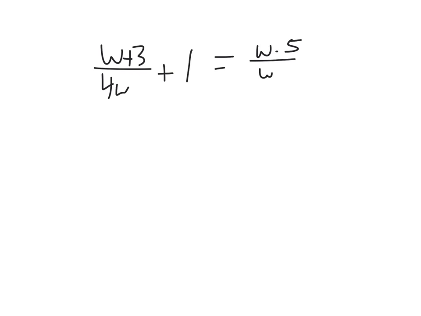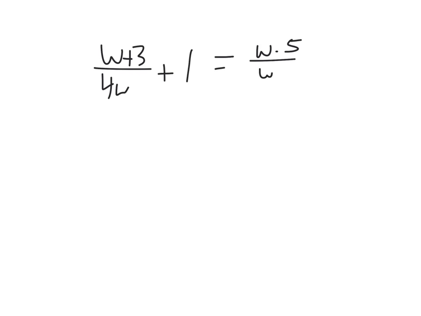So looking at that one, I'm going to go ahead and write that down. It was W, oh wait, actually let me give myself a little bit more room. Okay, so it was (W plus 3) over 4W plus 1, and then it said equal to (W minus 5) over W, and I think that was it.